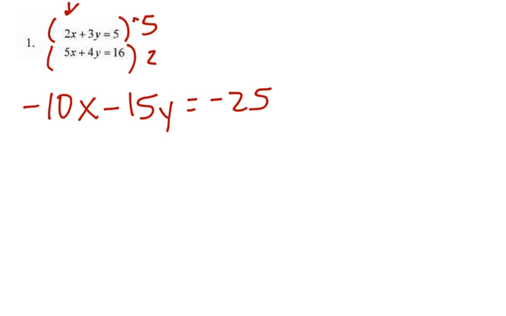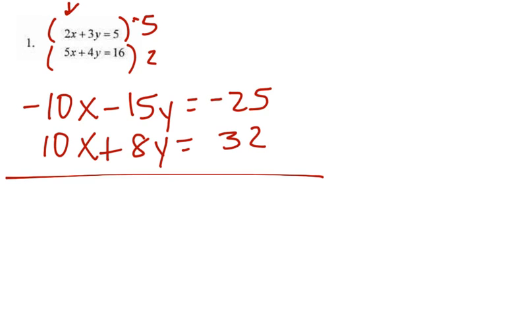Everything in the first equation was multiplied by a negative 5. Everything in the second equation will be multiplied by a 2. So I get 10x plus 8y equals 32. Notice none of my signs changed there because I multiplied by a positive 2. I'm ready to draw a line and combine. The x's cancel, which is what I was trying to make happen. Negative 15 plus 8 is a negative 7y equals negative 25 plus 32 is a positive 7.